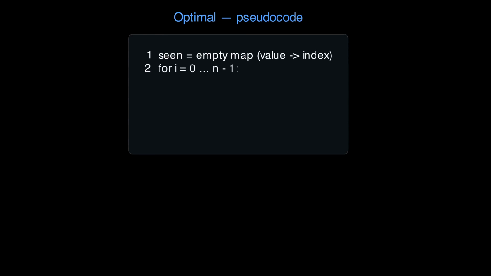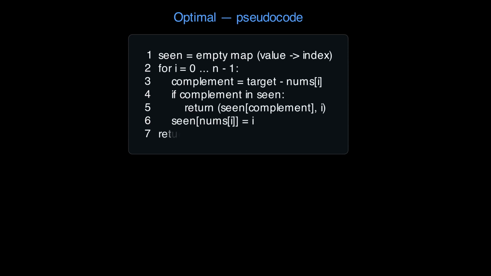Here's the algorithm in pseudocode. Map from value to index, single loop, complement is target minus current. Lookup first, write second. If the complement is in the map, return its stored index together with i. Otherwise, record the current value with its index. Lookup before write is the subtle bit. Otherwise, a value like 3 plus 3 with target 6 would match itself.